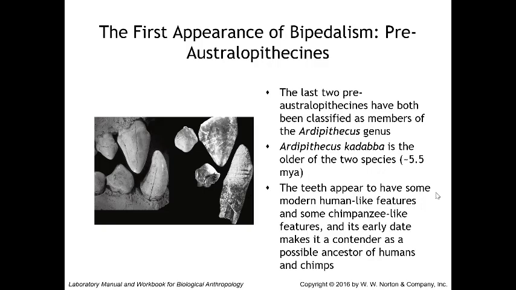The teeth appear to have some modern human-like features and some chimpanzee-like features, and its early date makes it a contender as a possible ancestor of humans and chimpanzees. So you can see here on the right, we have Ardipithecus kadabba teeth. Ardipithecus kadabba had a honing canine, which is similar to what we see in chimpanzees today, which is what we see here on the left. The honing canine is naturally sharpened by rubbing against the lower premolar when the mouth is opened and closed. So that's what this honing canine is. Okay, so that's Ardipithecus kadabba.